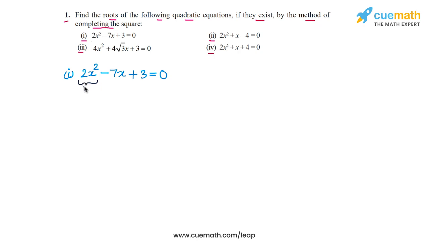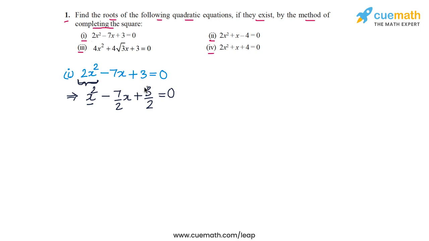One way is that you divide the whole equation by 2 so that this term becomes x square. In that case, you can write the equation as x square minus 7 by 2x plus 3 by 2 equal to 0. And now it's possible to complete the square because you have the first term as a perfect square. The other way is that you multiply this equation by a certain multiplier so that 2x square becomes a perfect square.